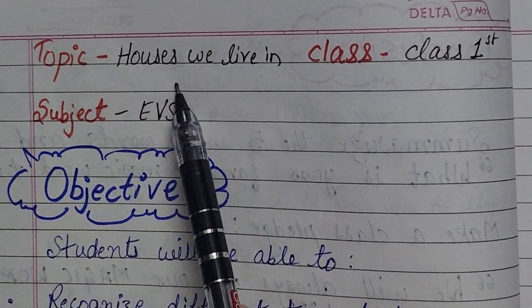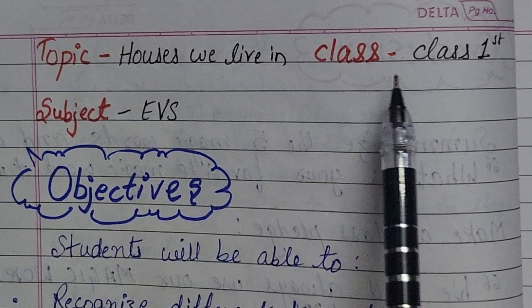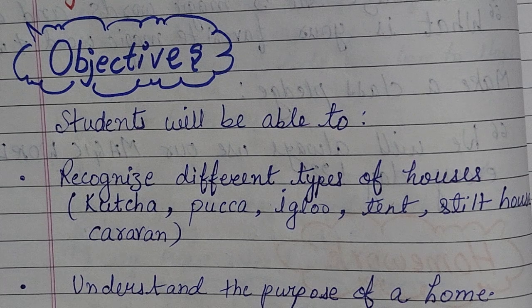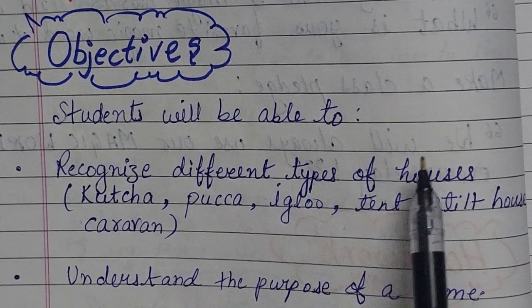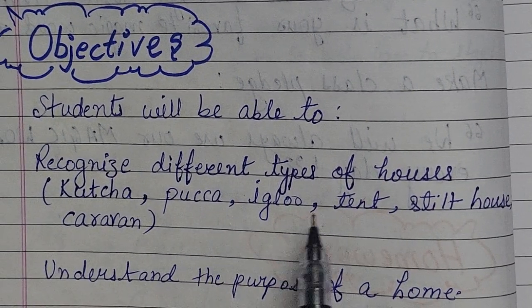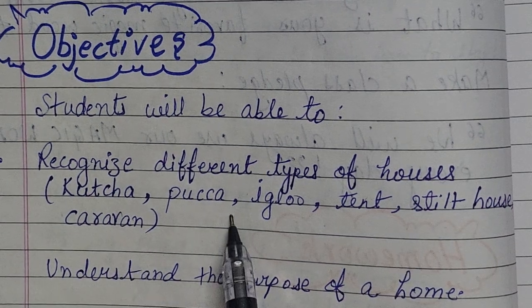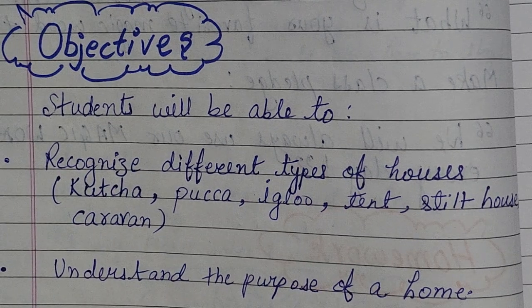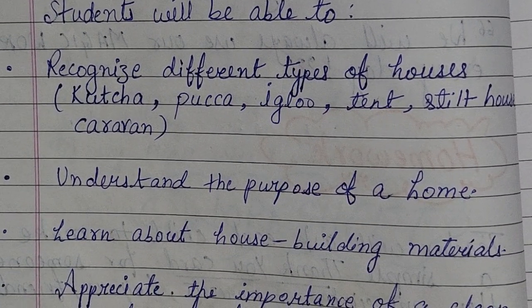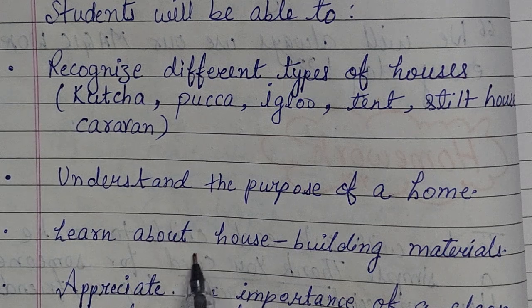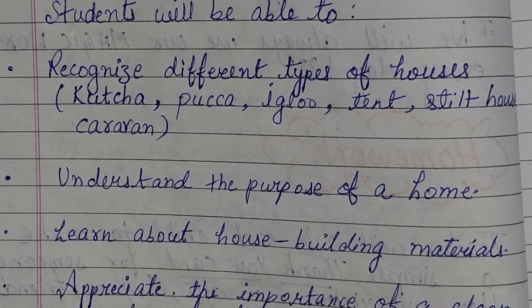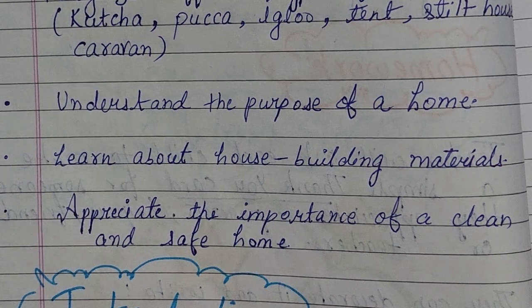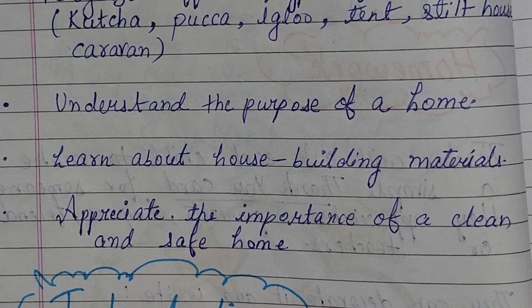Today's topic is houses we live in, for class first, subject EVS. Objectives. Students will be able to first recognize different types of houses: kacha, pakka, igloo, tent, stilt house and caravan. Understand the purpose of a home, learn about house building materials, appreciate the importance of a clean and safe home. So, these are the objectives.